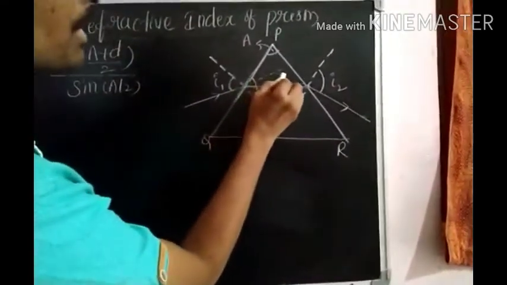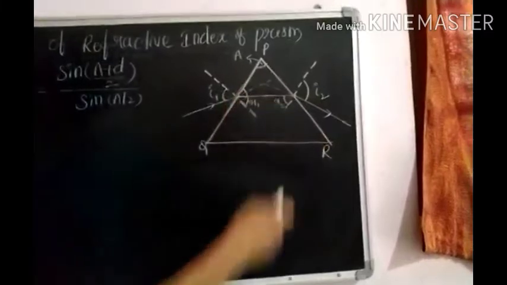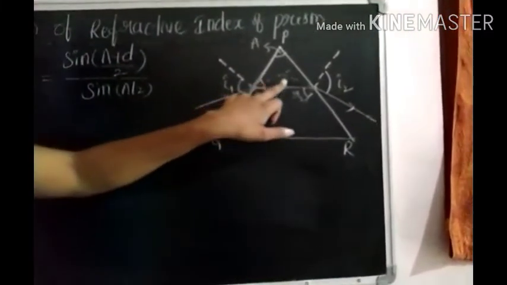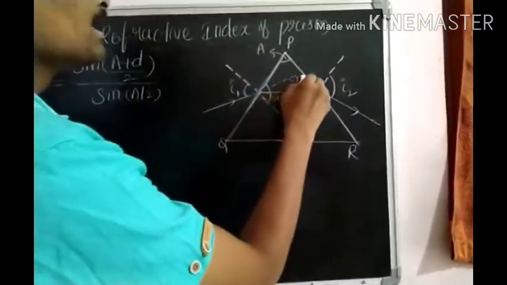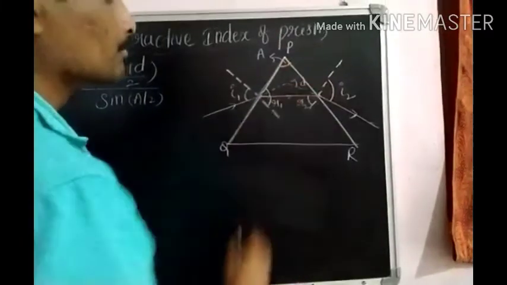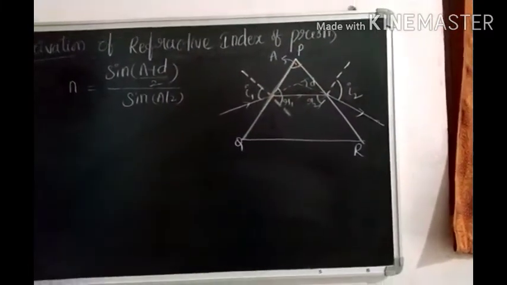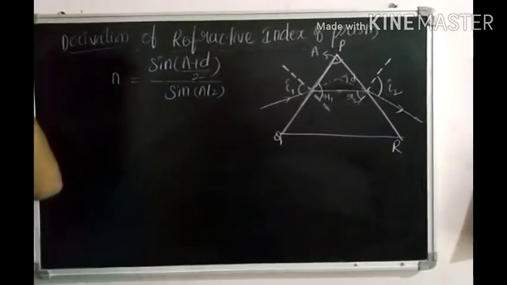So now we are going to extend. This is the extended emergent ray. This is the extended incident ray. These two are intersecting here. This angle is said to be the angle of deviation. So how can you derive this equation?